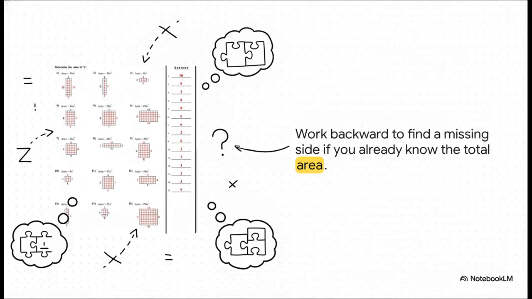And what's really cool is that these formulas aren't just one-way streets. If you know the total area of a rectangle, but only the length of one side, you can actually work backwards to find the missing side. Since area is just length times width, you can find that missing side by dividing the area by the side you do know. It's like a little puzzle, and division is the key that unlocks it.